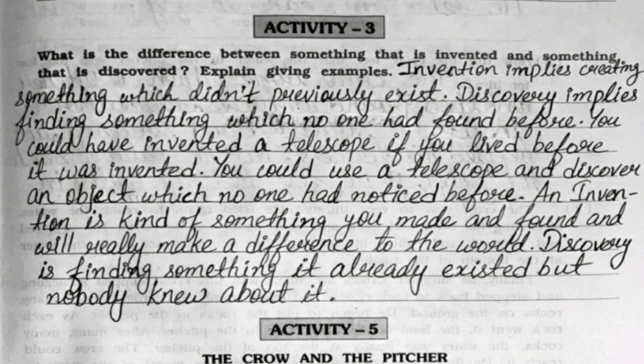Now, activity number 3, what is the difference between something that is invented and something that is discovered? Explain giving examples. Invention implies creating something which didn't previously exist. Discovery implies finding something which no one had found before. You could have invented a telescope if you lived before it was invented. You could use a telescope and discover an object which no one had noticed before.